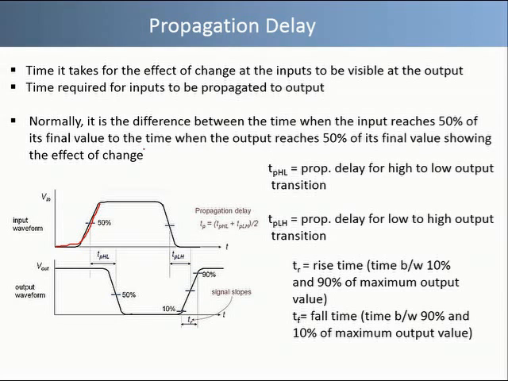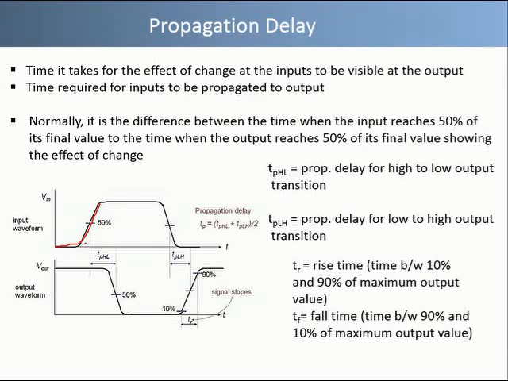Typically, the propagation delay is measured as a time difference between the midpoints, that is 50% of respective input and output transition. So depending upon the transition, there are two kinds of delays. Number one is the TPHL, which is the propagation delay for high to low output transition, and TPLH is the propagation delay for low to high output transition.